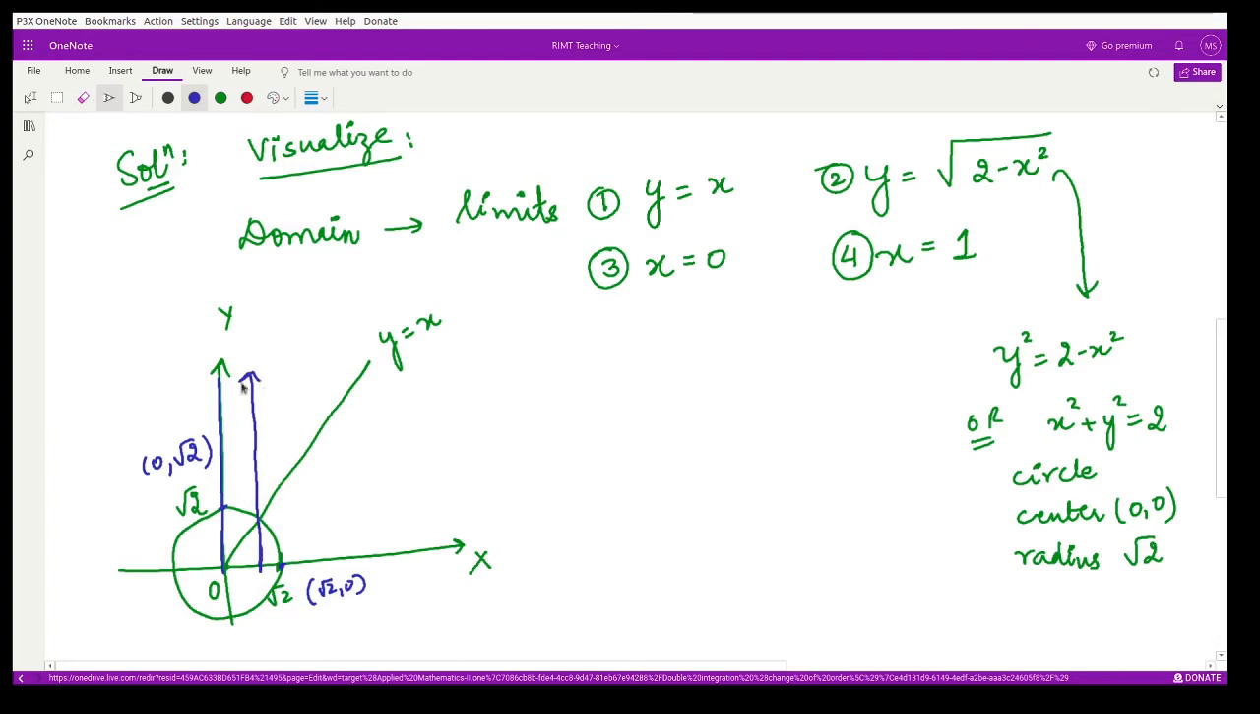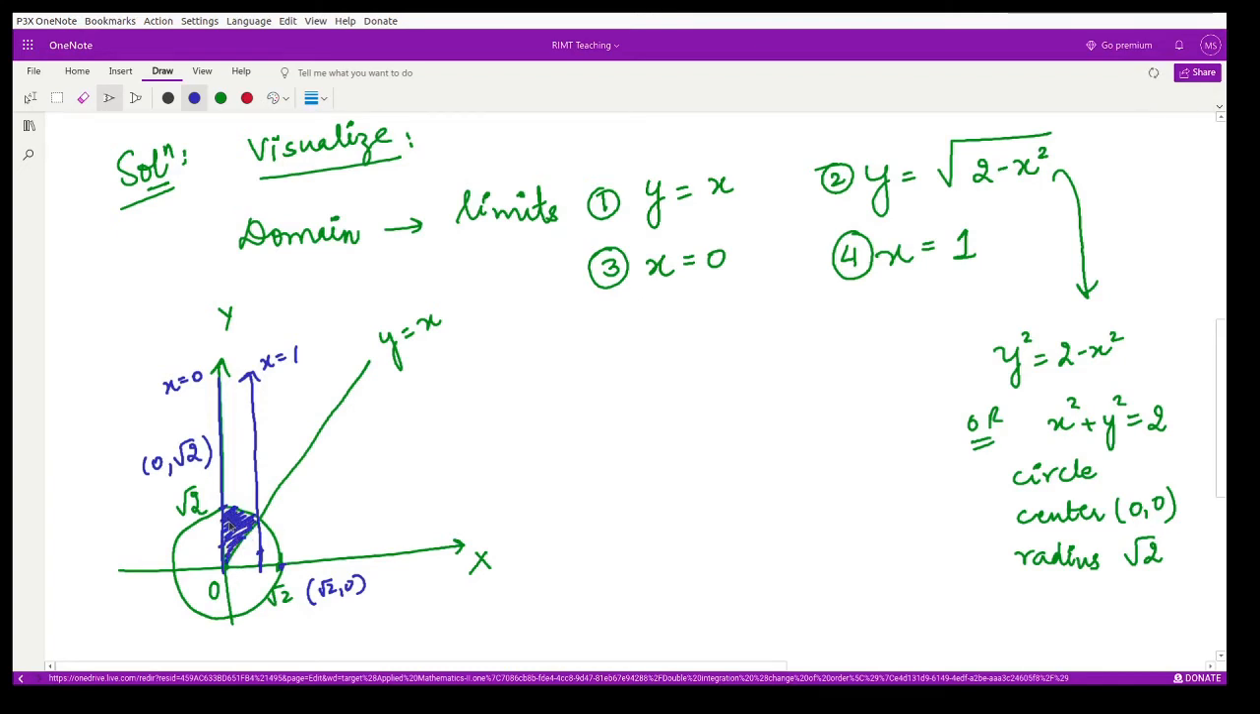So this is x is equal to 0, this is x is equal to 1, and moreover we have y is equal to x and y is equal to square root of 2 minus x square. So the bounded region here, what would that be? Between this line, this line and this curve, this would be this particular area.